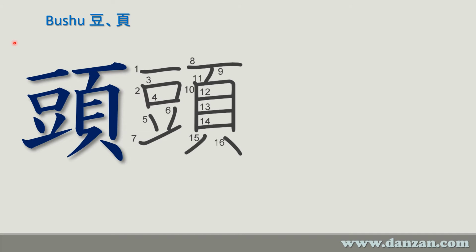Okay, what's the stroke order of this? The bean part goes 1, 2, 3, 4, and then 5, 6, 7. So if you want to write the word for soybean, you would use this particular character. Then continuing, 8, 9, and then this part, 10, 11 goes over and down, 12, 13, 14, and then 15 and 16, and this means a page.